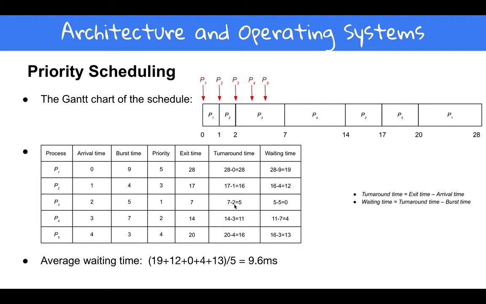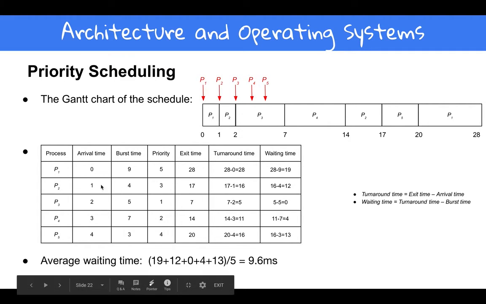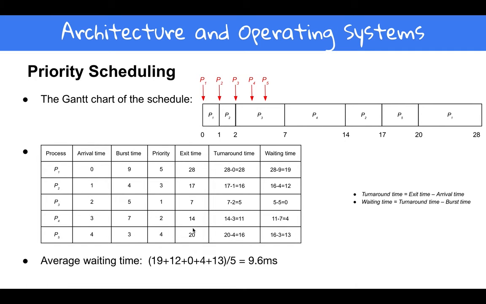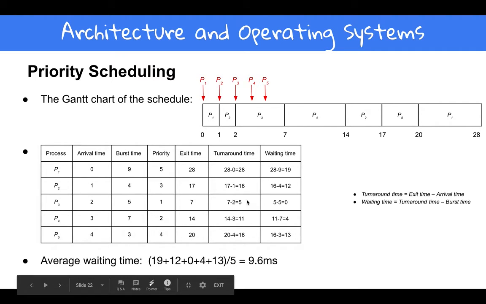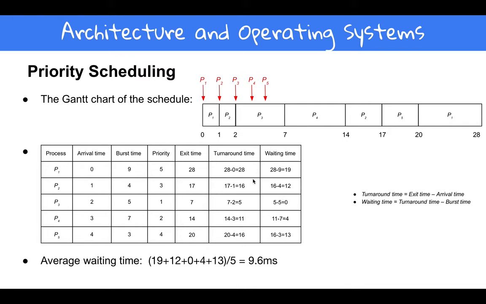For turnaround time, you've got to subtract the arrival time from these exit times. So 0, 1, 2, 3, 4 are the arrival times that you can subtract from this column. It gives you turnaround time. For waiting time, you've got to subtract the burst time from the turnaround column. 28 minus 9, 19. 16 minus 4, 12. 5 minus 5, 0.